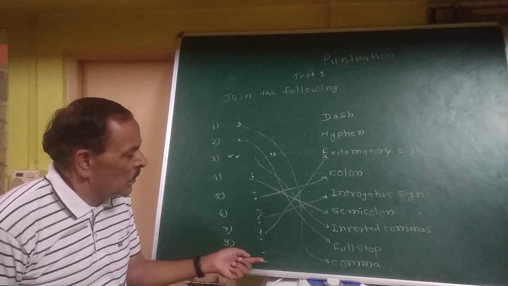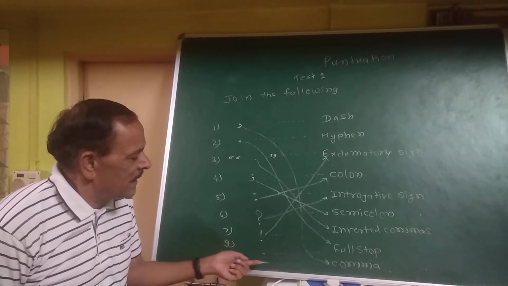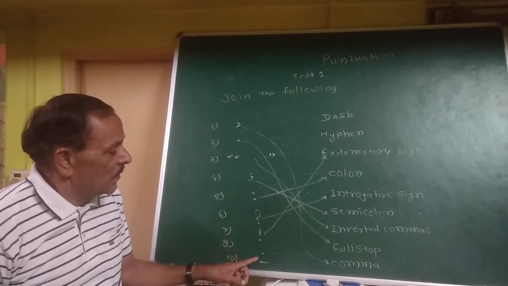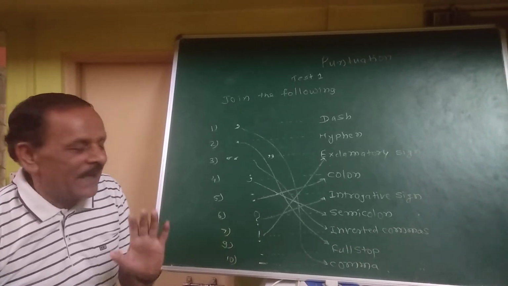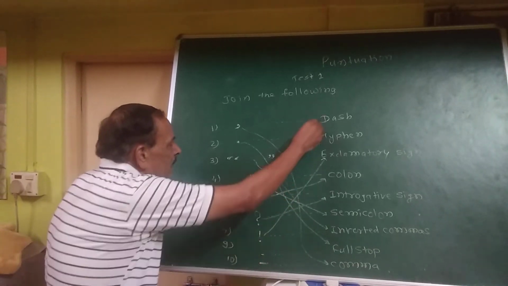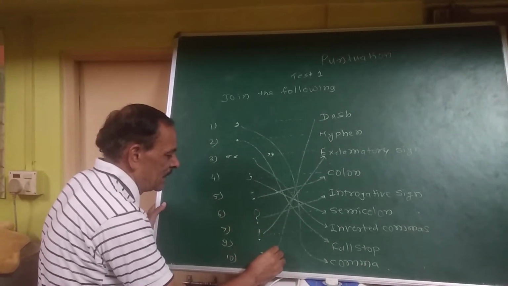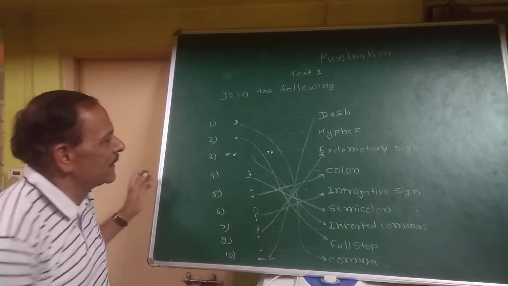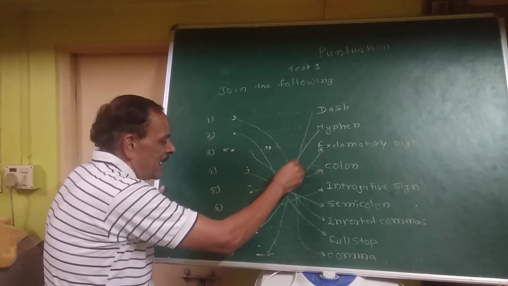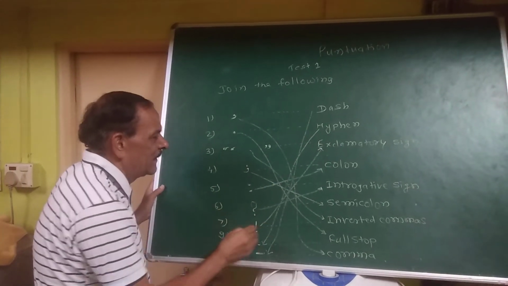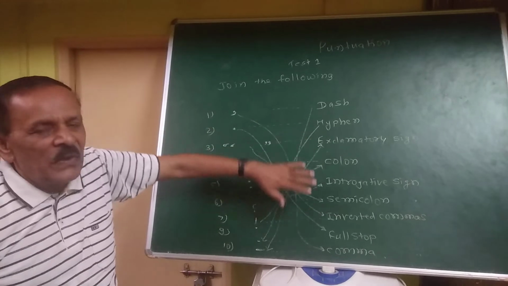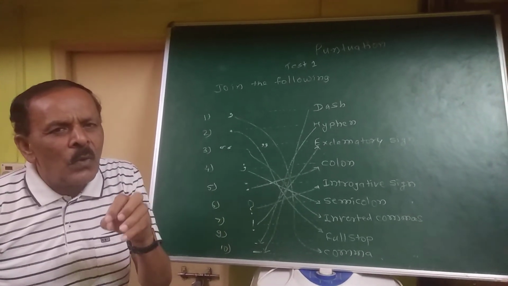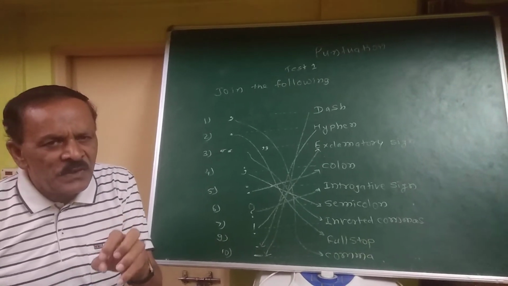Then there are the two horizontal lines. One is small and one is big. Which is big? That is dash. Dash is here. And the small is hyphen. Here, hyphen. In this manner, this test you can complete at your home with your own practice, own study.